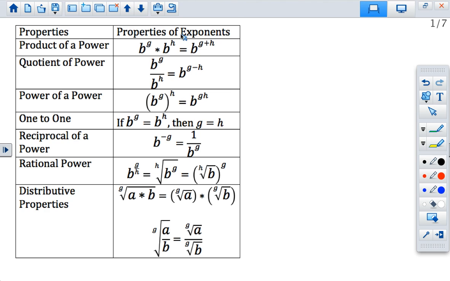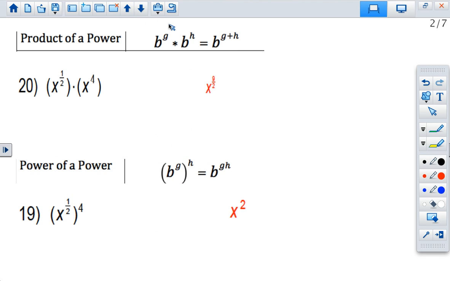All right, so let's look at this. We have lots of different properties: the product of a power, quotient of a power, power of a power, one-to-one properties, reciprocals of a power, rational power, and distributive properties of exponents. Okay, so all of these properties you've seen before, or at least you should have seen before in Algebra 1, not Algebra 1, sorry, mostly in Algebra 2. You might have covered some of them in Algebra 1. I'm going to take a couple of properties at a time and just kind of go over them.